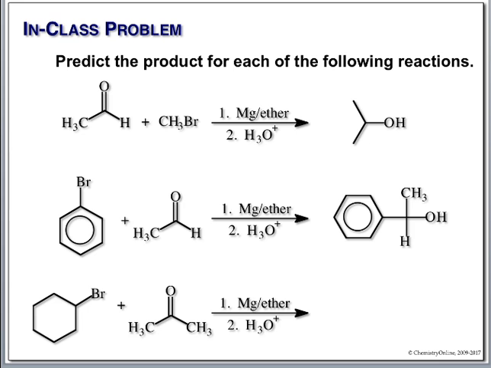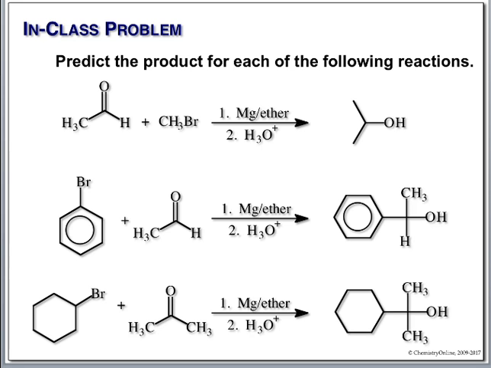Bromocyclohexane. Take the Grignard, that's a carbanion. At that point, it will simply add to the carbonyl carbon, and we will form our tertiary alcohol. Any questions?